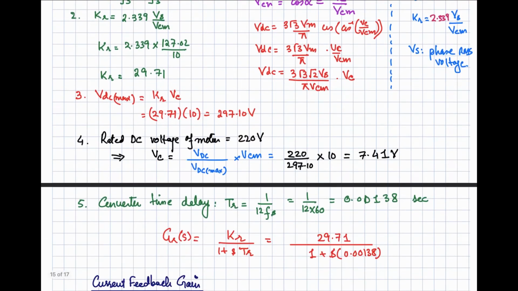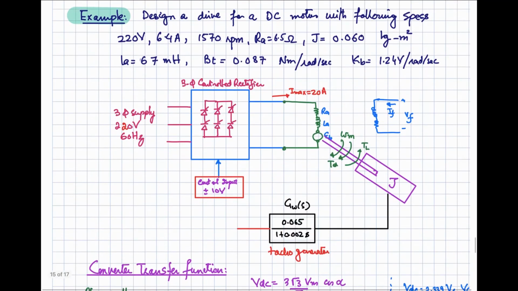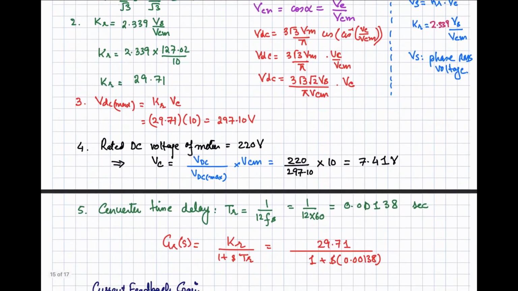Okay, now let's calculate the rated DC voltage, and what maximum control voltage we can apply, because our converter can give 297.10 volt, but our machine is rated at 220 volt. So at what control voltage will you get the 220 volt? That will be the maximum value of the control voltage. From this expression you can see that the gain is 29.71. So using that, with the machine rated voltage 220, the maximum value of the control voltage is 10.